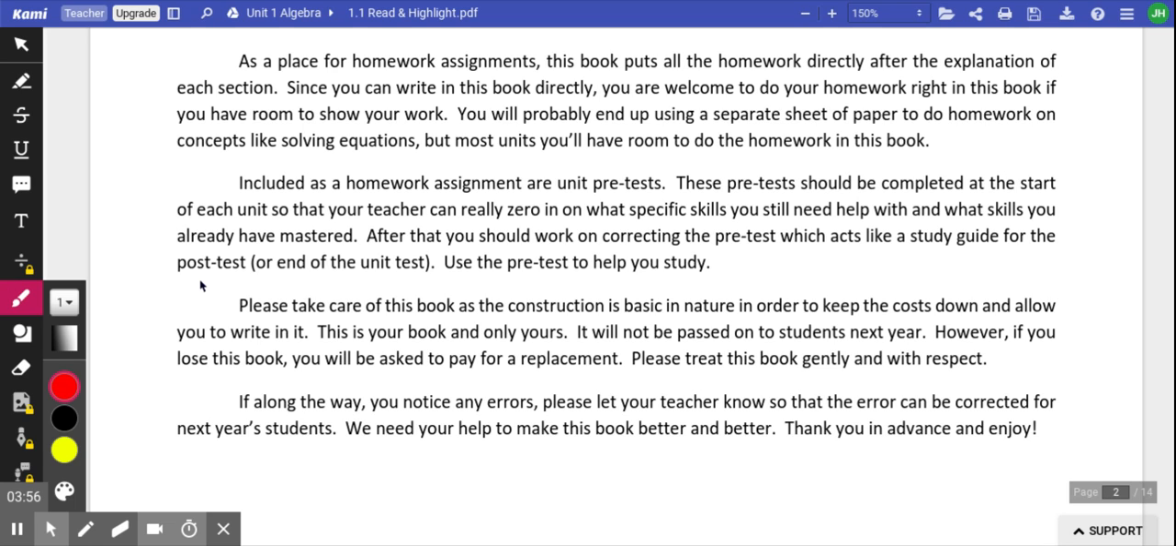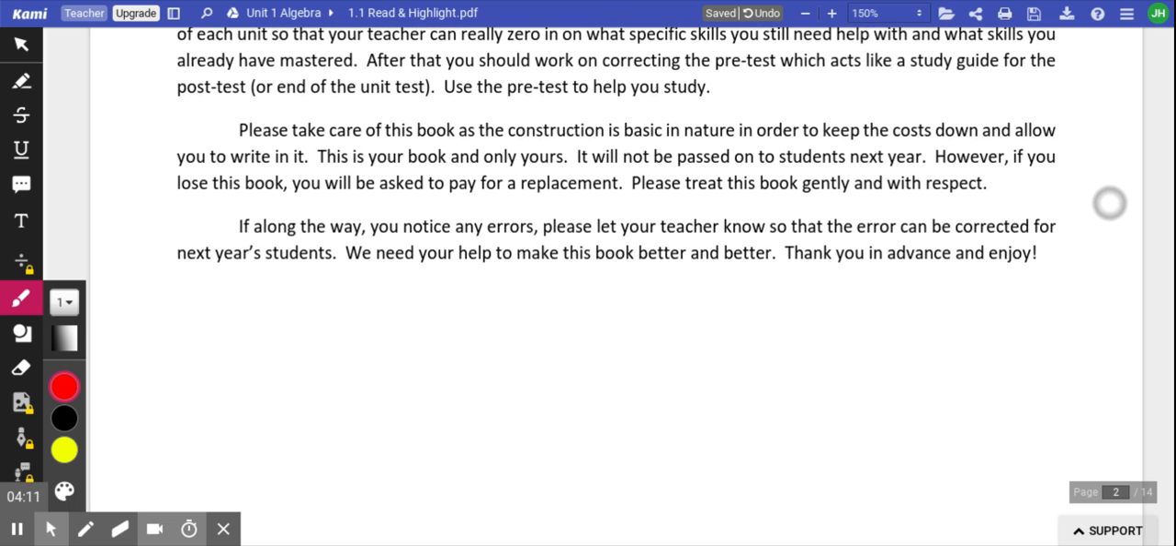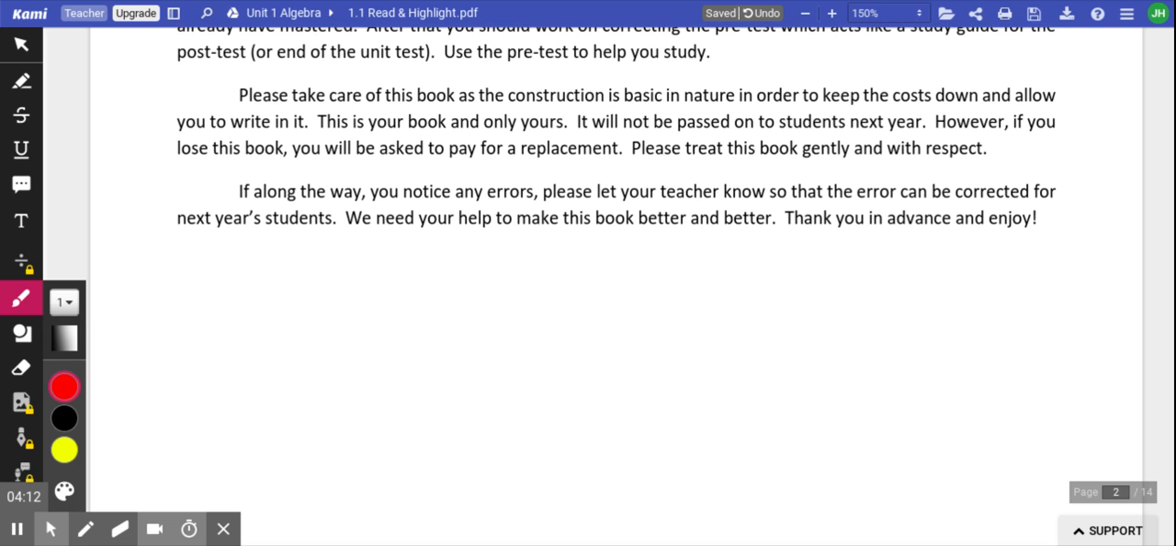Please take care of this book. Since it's going to be in a binder, reminder, I told you to get one of those heavy-duty binders. So I hope that you have done that, or at least do that this weekend. We want you to have a heavy-duty binder because this book's going to take a beating. You're going to have it out every day. This book is yours and only yours. It will not be passed on to students next year.